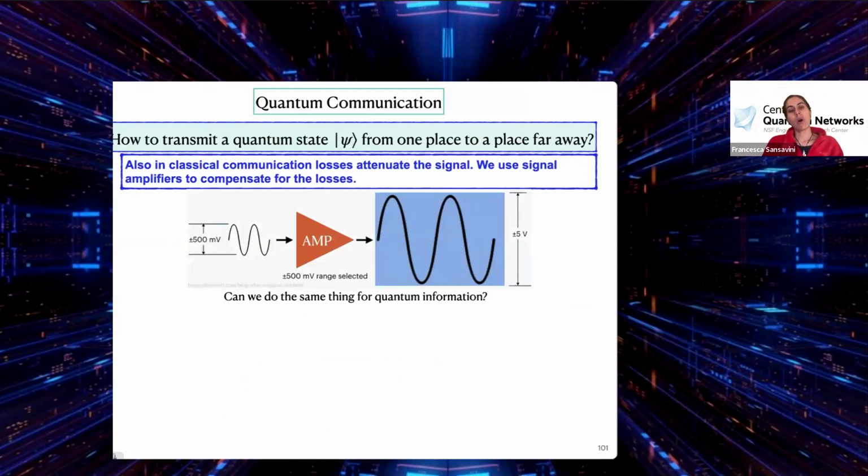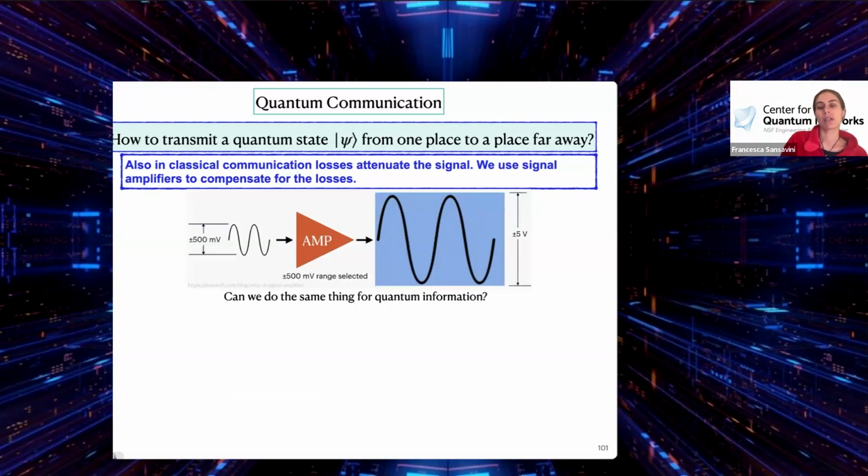So again, also in classical communication, losses attenuate the system. If we have a classical signal, it will get weaker and weaker as it propagates over a long distance. But then we will place amplifiers along the fiber to amplify the signal to its original intensity. So this way we can mitigate the losses. Let's say we can solve the problem of the losses in classical information.